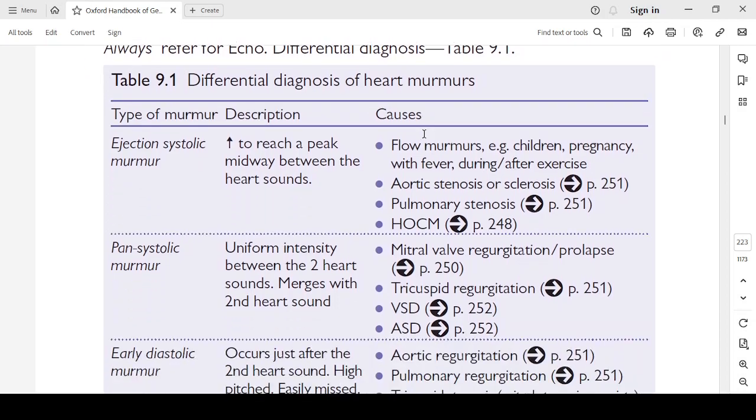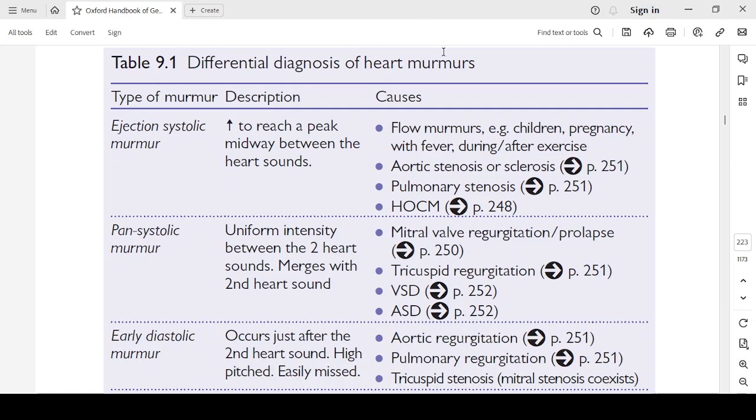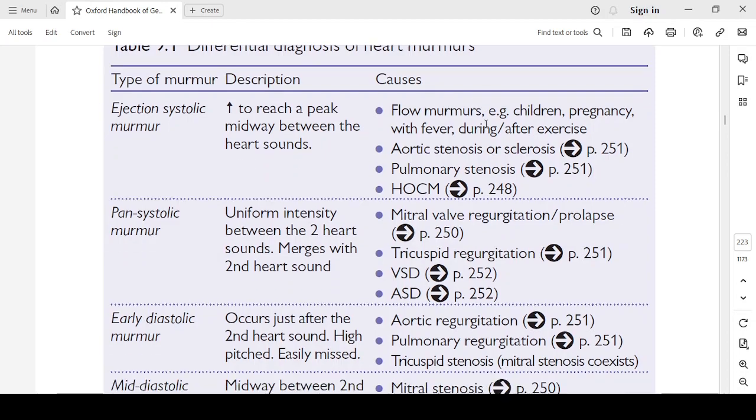Differential diagnosis of heart murmurs. So, back to MBBS basics. Ejection systolic murmur: it increases to reach a peak midway between the heart sounds. Flow murmurs, for example in children, pregnancy, fever, during and after exercise.